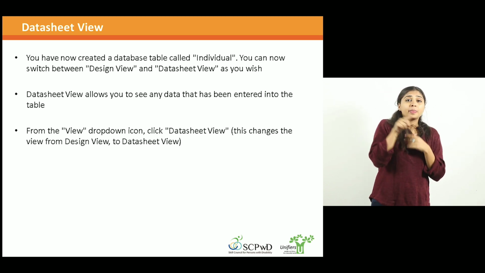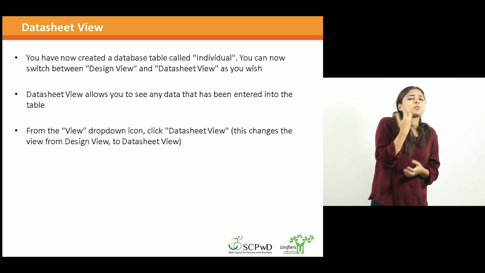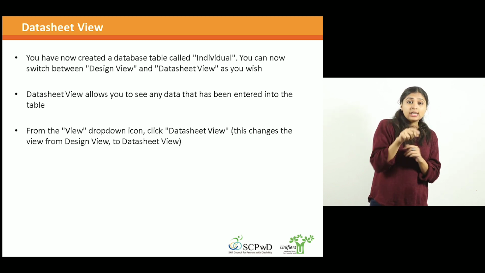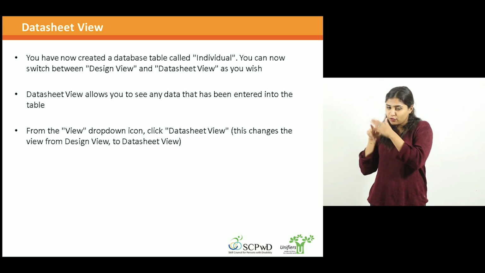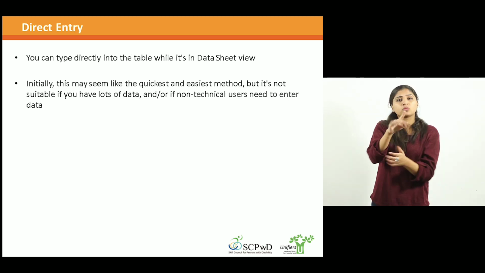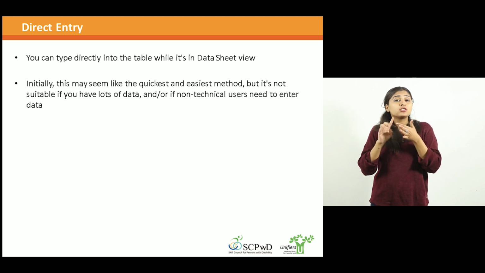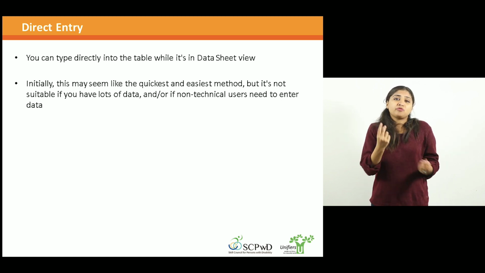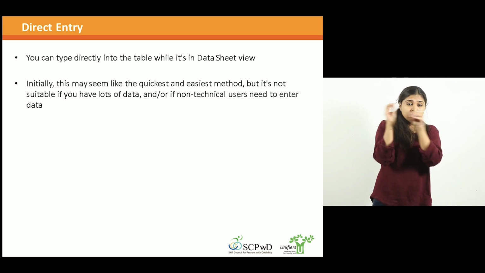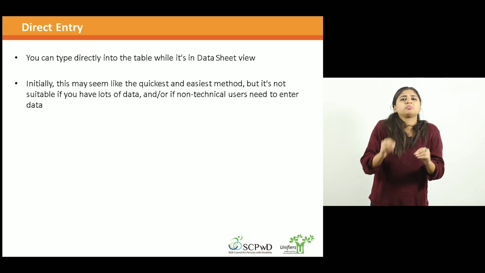Datasheet view allows you to see any data that has been entered into the table. From the view drop-down icon, click datasheet view. This changes the view from design view to datasheet view. You can type directly into the table while it's in datasheet view. Initially, this may seem like the quickest and easiest method, but it is not suitable if you have lots of data or if non-technical users need to enter data.